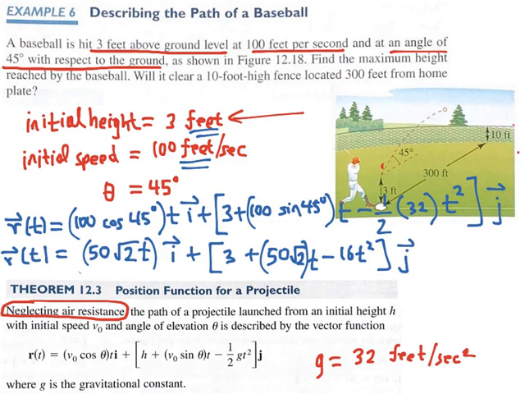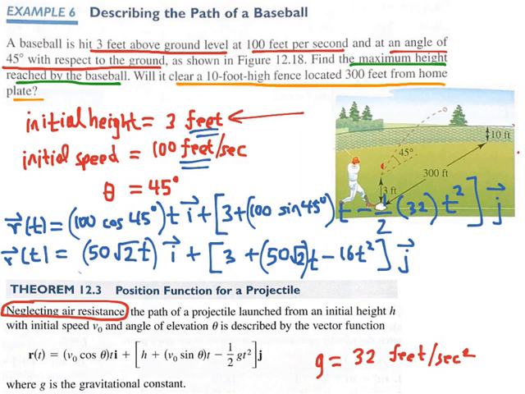Now that we have this, what would we like to do? We'd like to use our model to see if we can answer the question that is being asked in the problem. Find the maximum height reached by the baseball. And the second question is, will it clear a 10-foot high fence located 300 feet from home plate? So at some point in its motion, it will reach a maximum height, and then it will start coming back down towards the field. And we want to know what that maximum height is.